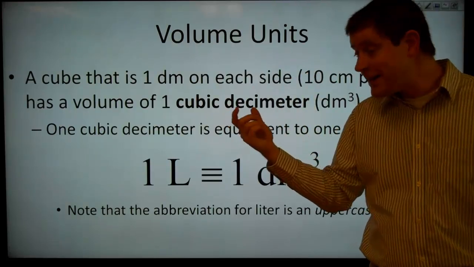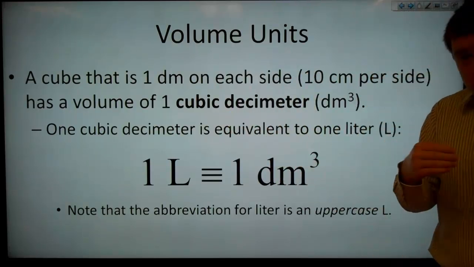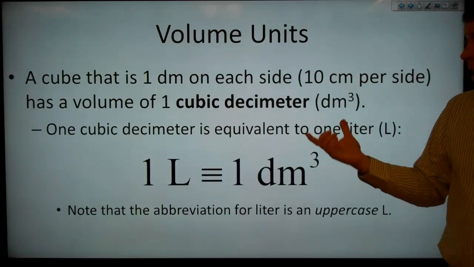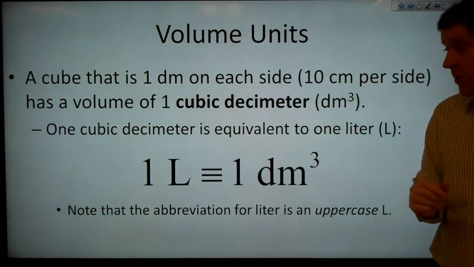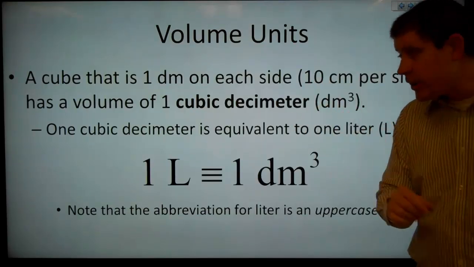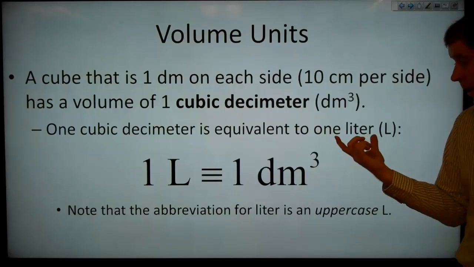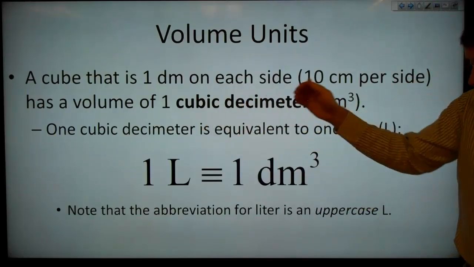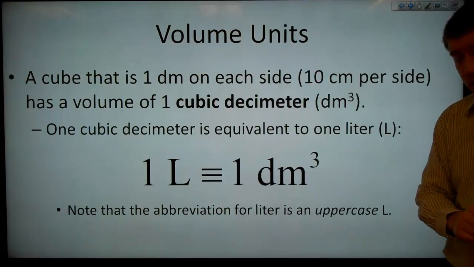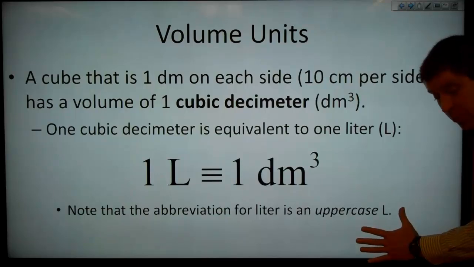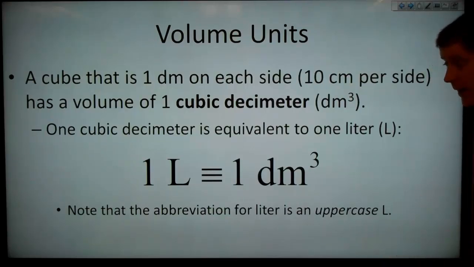A cube that is 1 decimeter on each side, so 10 centimeters by 10 centimeters by 10 centimeters, has a volume of 1 cubic decimeter, so 1 decimeter cubed, and 1 cubic decimeter is equivalent to 1 liter. This is how we've defined the liter. So 1 liter is defined to be equal to 1 cubic decimeter. And note here that the abbreviation for a liter is an uppercase L, not a lowercase l.